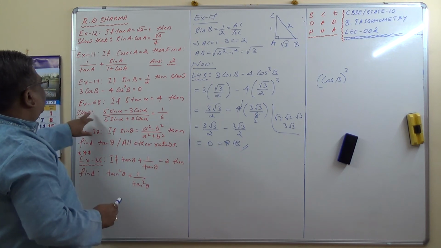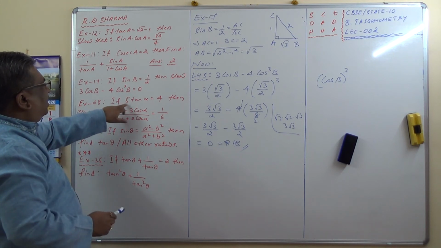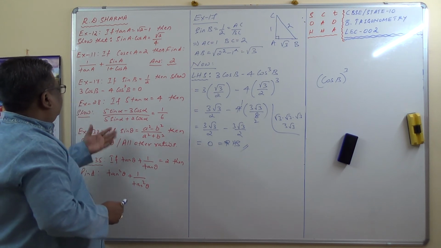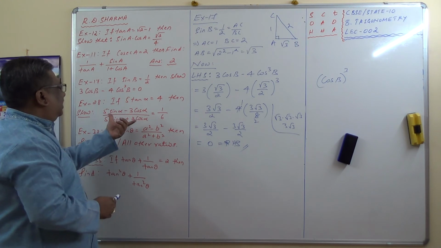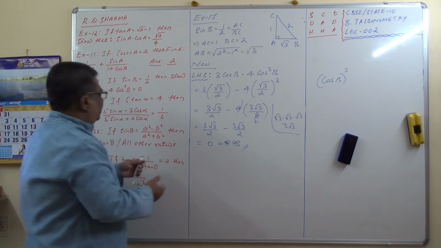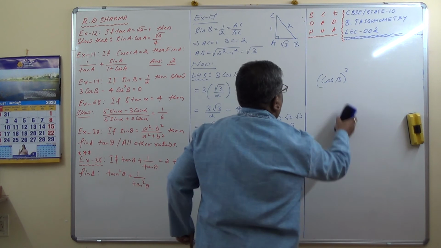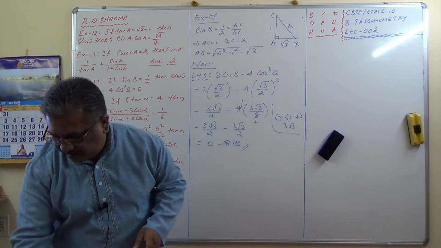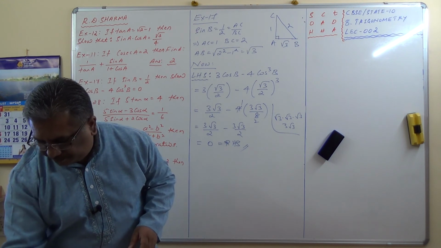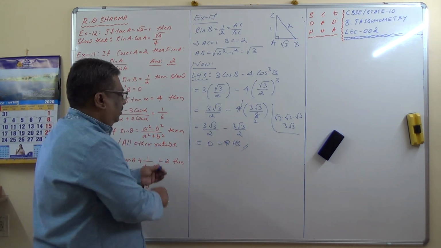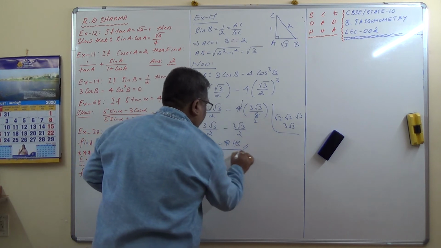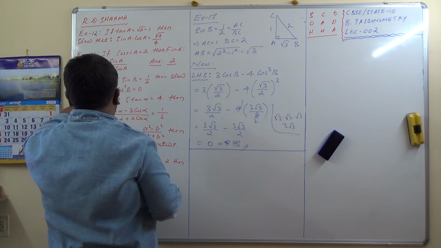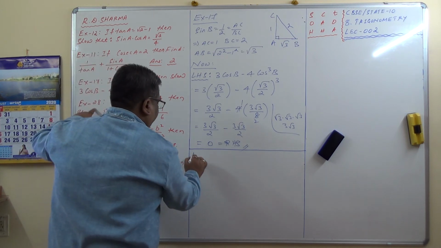Next is example number 28: 5 tan alpha equals 4. Find this. Okay, fine. We have to prove that this equals this. So take LHS and try to arrive at RHS. We'll solve this on the board. Change the pen. Yeah, this is a better pen now. Example 17 is over.